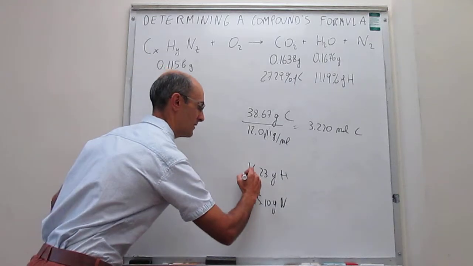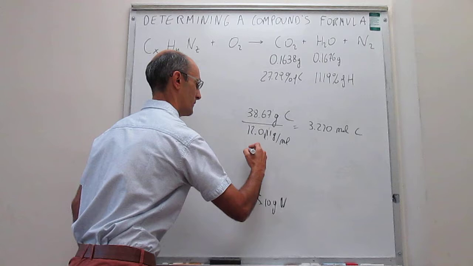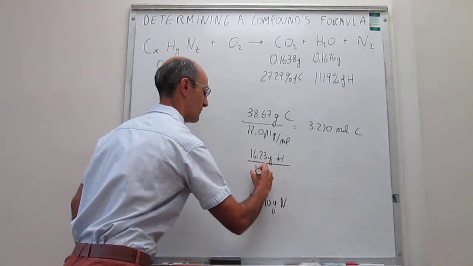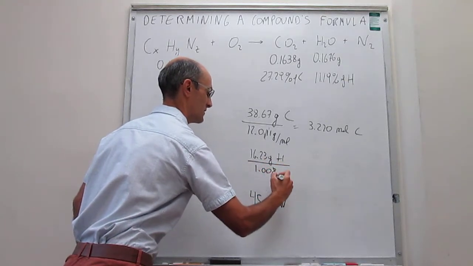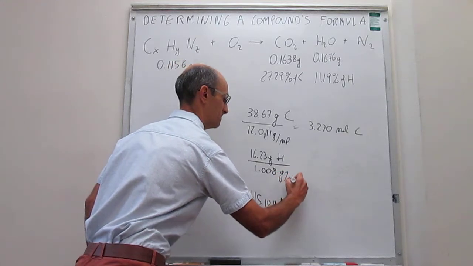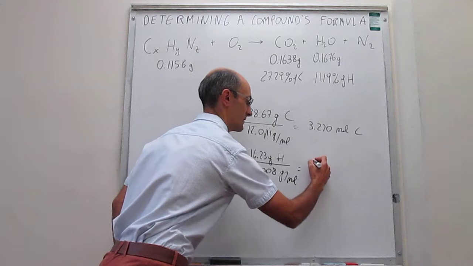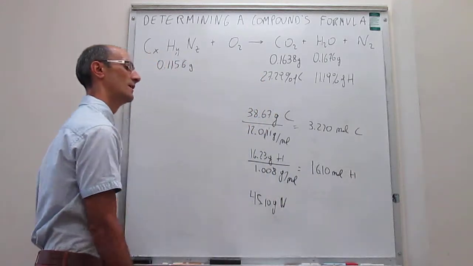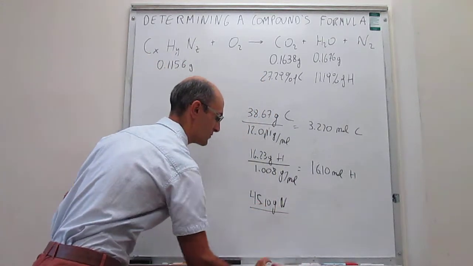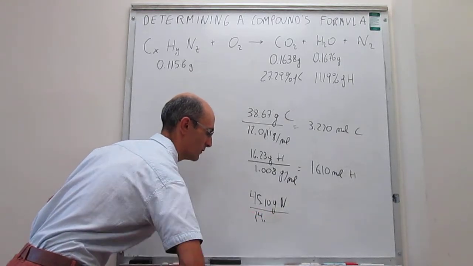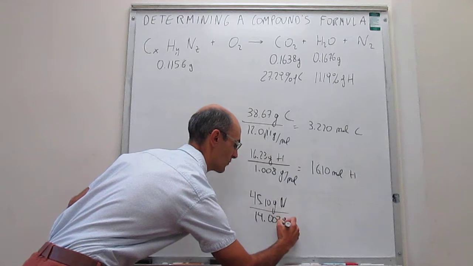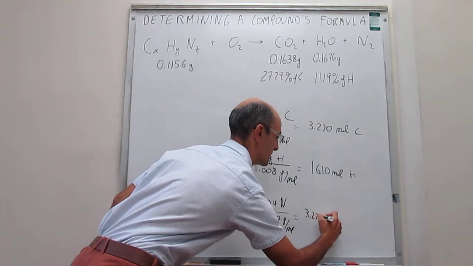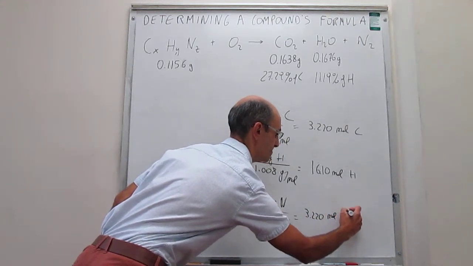For hydrogen, we can do exactly the same thing, 16.23 grams. We go to the periodic table and find the molar mass of hydrogen, which is 1.008 grams per mole. We find that this number is 16.10 moles of hydrogen. And finally, we can do the same thing for nitrogen. Divide this by the molar mass provided by the periodic table, 14.007 grams per mole, and the result is 3.220 moles of nitrogen. Okay, great.